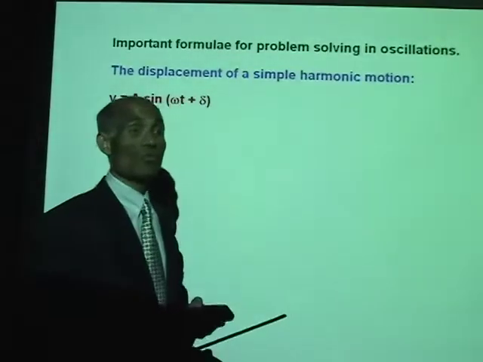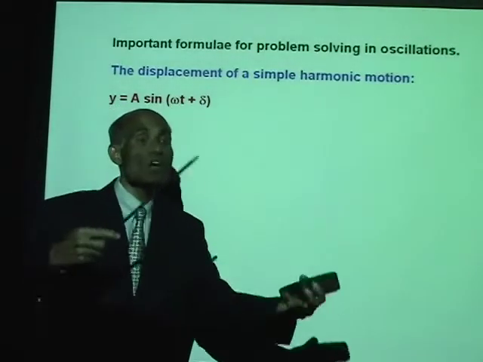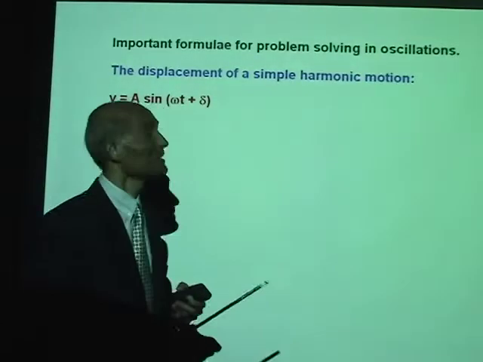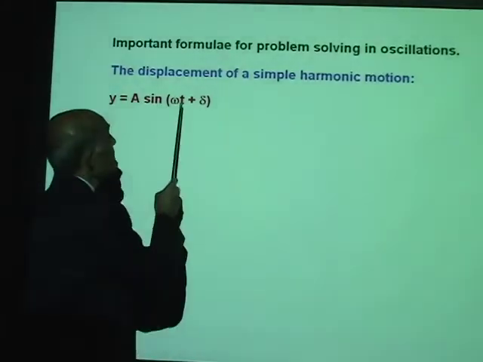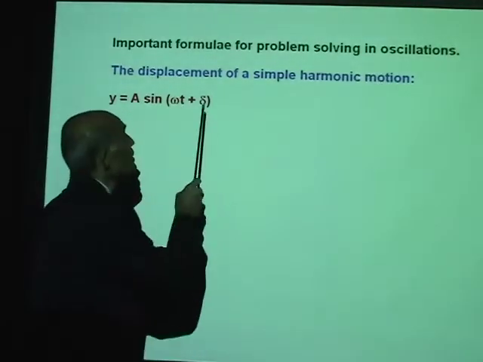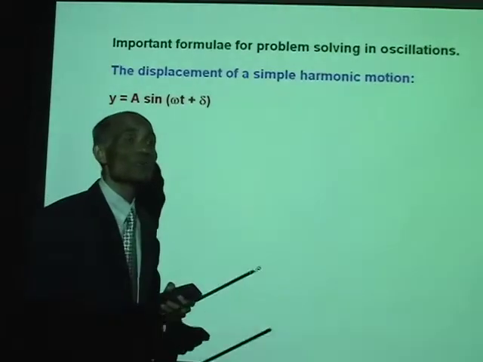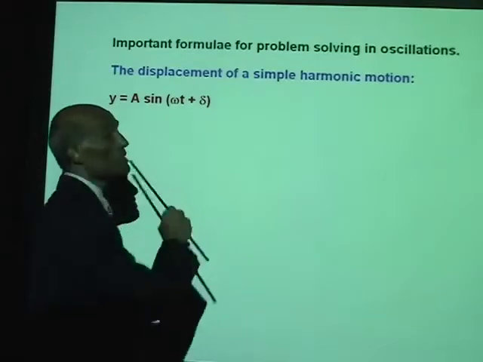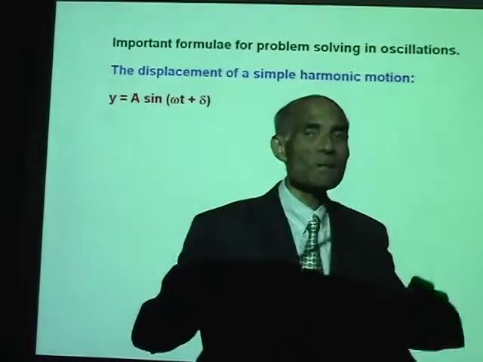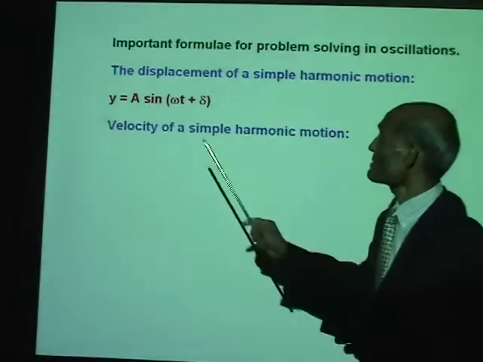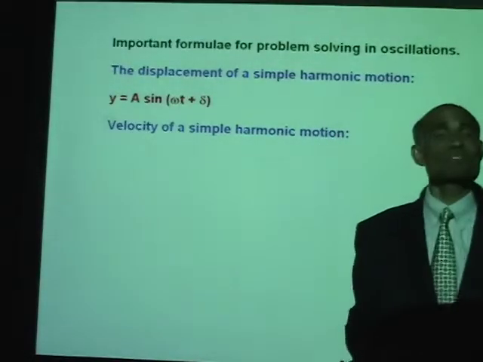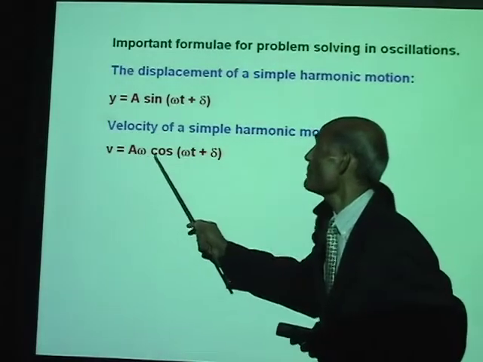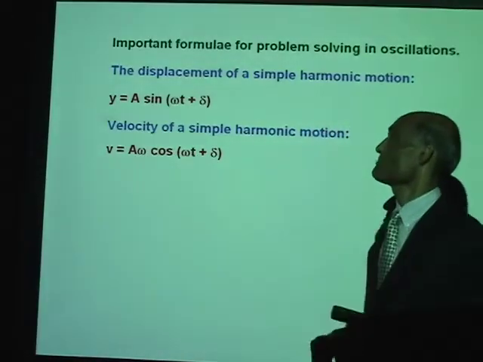Now remember, whether it is a sine function or a cosine function depends on when we start our clock. If it's a sine function, it means when t equal to 0, delta equal to 0. Is that right? At the equilibrium position. Okay, so that is the position function or the displacement function. What is the equation for the velocity of a simple harmonic motion? Velocity is a omega cos omega t plus delta.